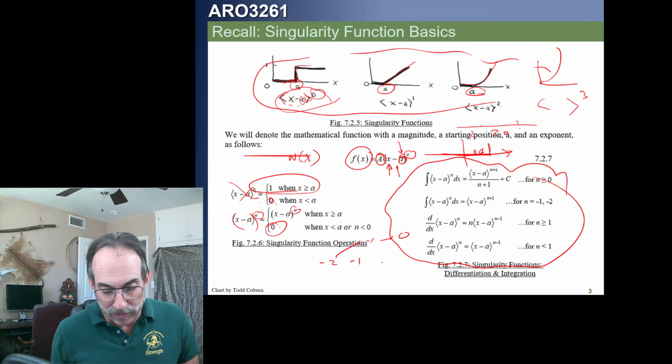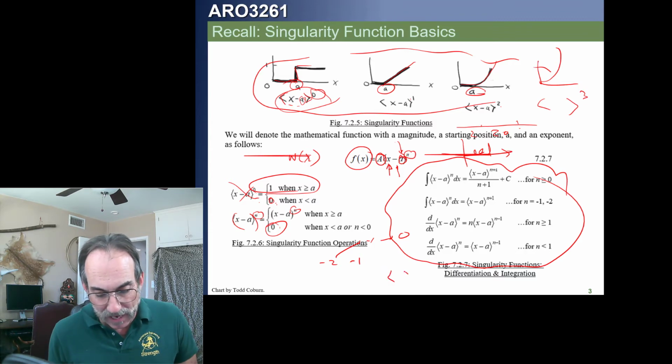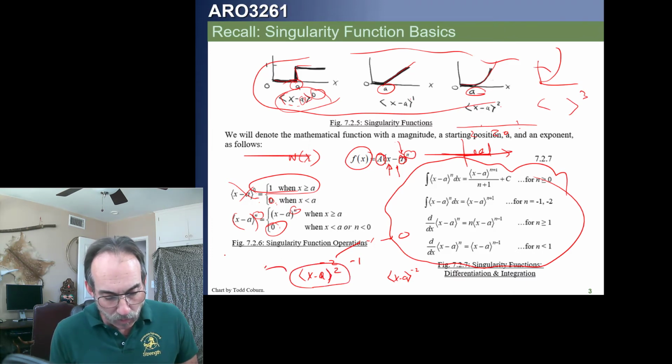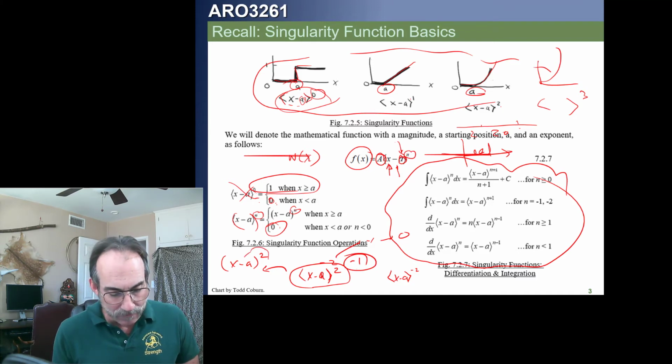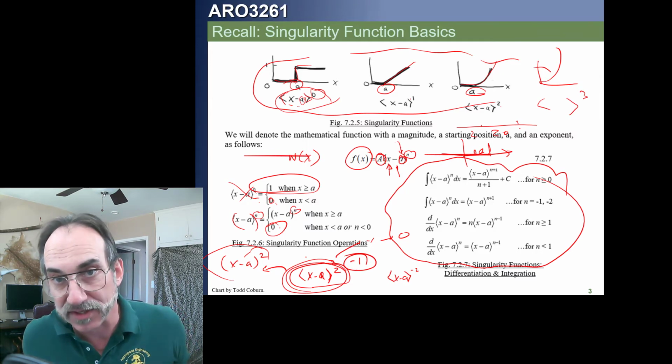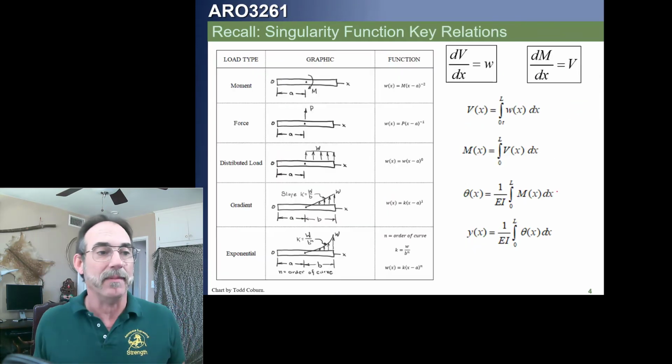A lot of books will change this x minus a to the 2 power, and once we're in this form, they will show it as x minus a squared. That's okay once this exponent is greater than minus 1. But it's a little dangerous because it makes us forget that we're dealing with a singularity function. So you want to keep that in mind.